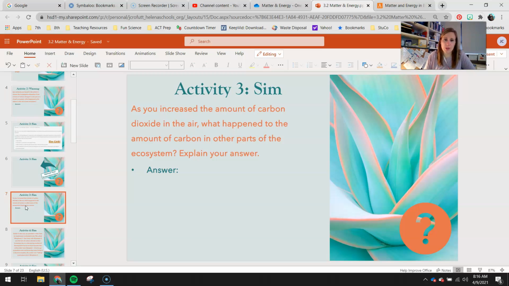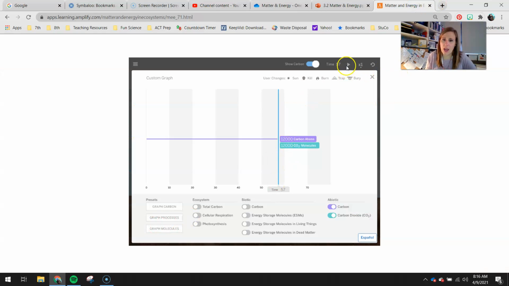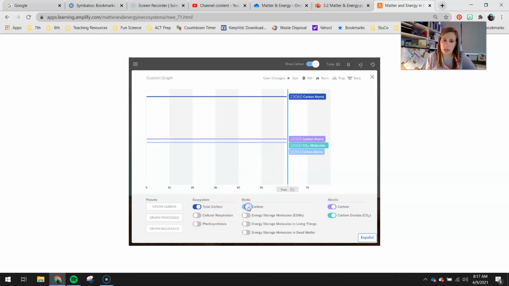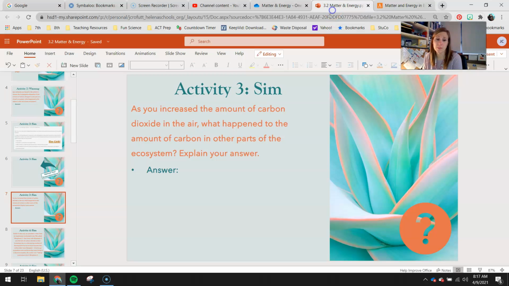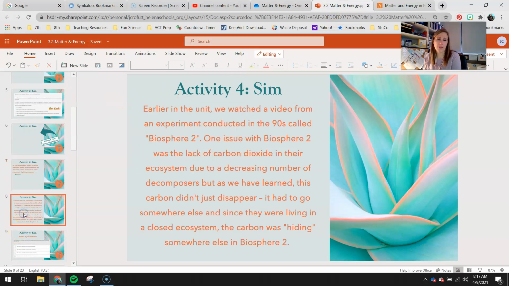Answer this question. As you increase the amount of carbon dioxide in the air, what happened to the amount of carbon in other parts of the ecosystem? Explain your answer. So you guys can, again, go back to your graph, and then you can turn on carbon in the ecosystem. You can turn on carbon in the biotic matter and just kind of take a look at what happened to all these different things. And then observe, too, what happened to your total amount of carbon in that ecosystem. Okay? Next part, another sim.